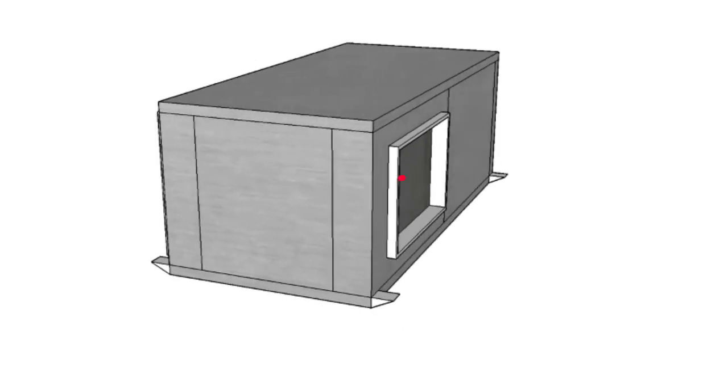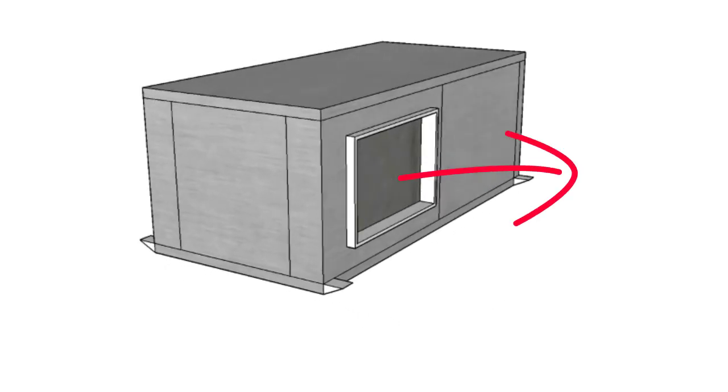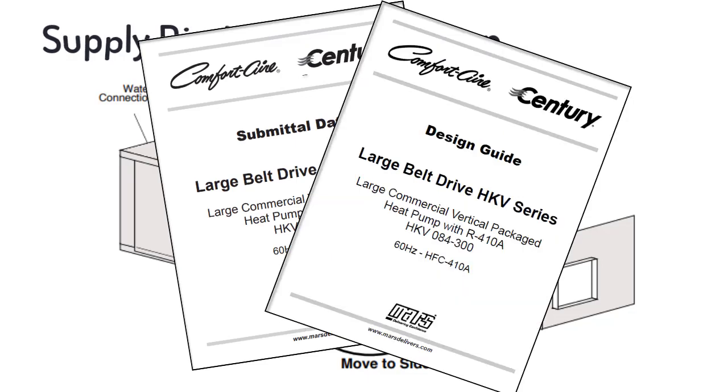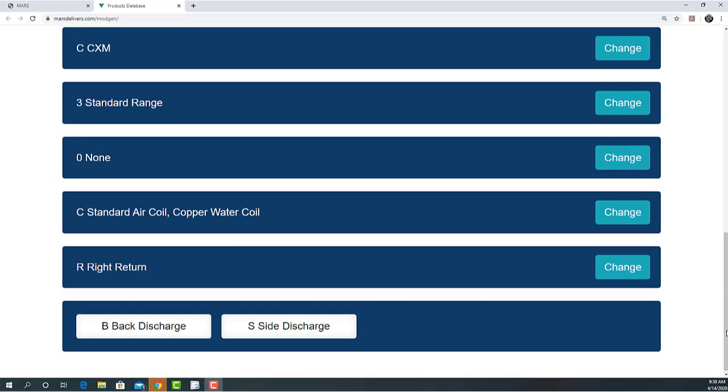Note that in some models, like this horizontal unit, field modification can be made to change a back supply to a side supply, or a side supply to a back supply. This is not all models, so please familiarize yourself with the submittals and design guides located on MarsDelivers.com. For the last possible nomenclature digit, we're going to mimic the illustration and choose side discharge.